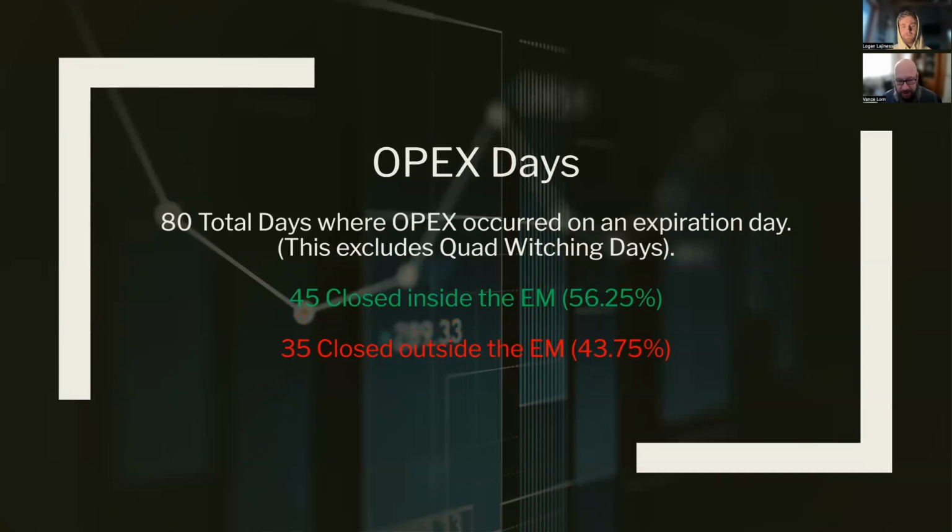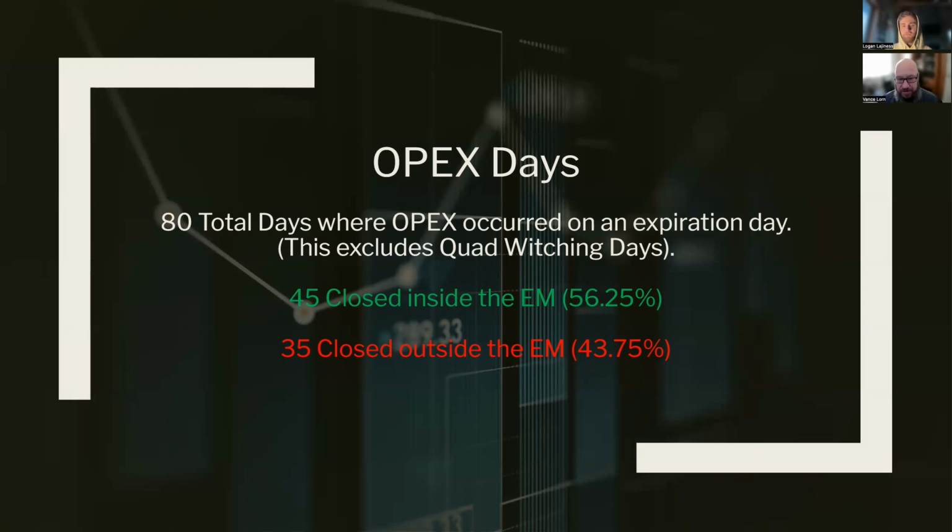So option expiration, OPEX. When you talk about OPEX, there's two types of OPEX days. There's OPEX, and then there's quad witching. So all quad witching days are option expiration, but not all option expiration days are quad witching. So I excluded quad witching from this because that's a separate metric. This is a day I would say don't trade.